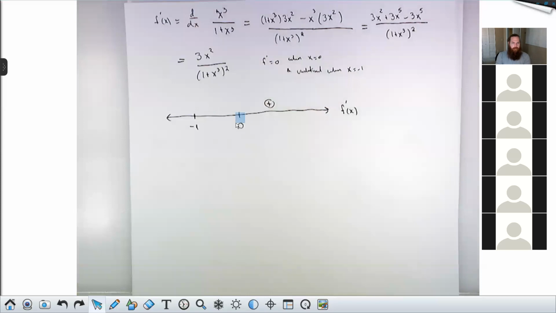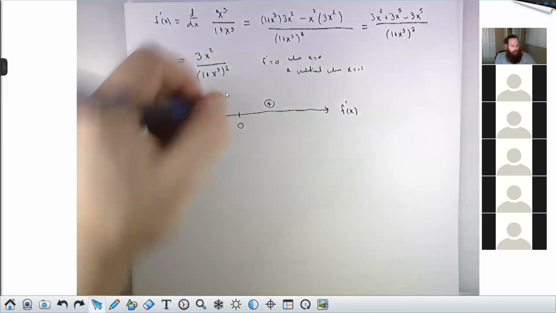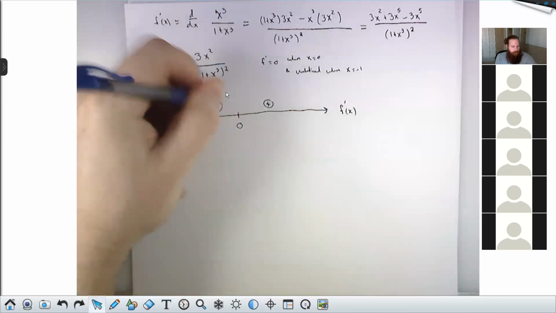As I jump over the 0, that 0 is coming from this even multiplicity factor in the numerator. So f prime will not change sign. You could also test -1/2. If you plug -1/2 in here, the numerator would be positive 3/4, and the denominator, -1/2 cubed, is -1/8. Then you add 1 to that, but then you square it, so that's positive also. So we're positive in this region.